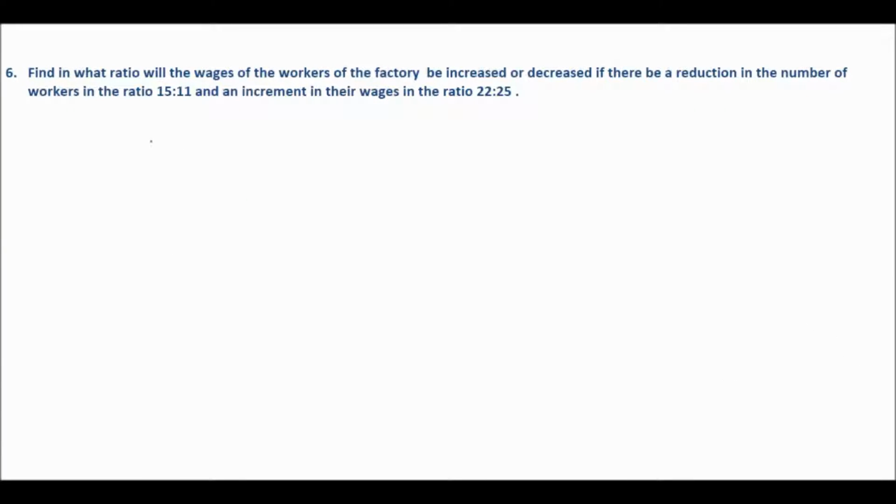Now one more important problem. Find in what ratio the wages of the workers of a factory will be increased or decreased if there is a reduction in the number of workers in the ratio 15 to 11, and an increment in their wages in the ratio 22 to 25. They have mentioned it in terms of ratio, so they are asking to find the ratio of the wages of the workers of the factory.